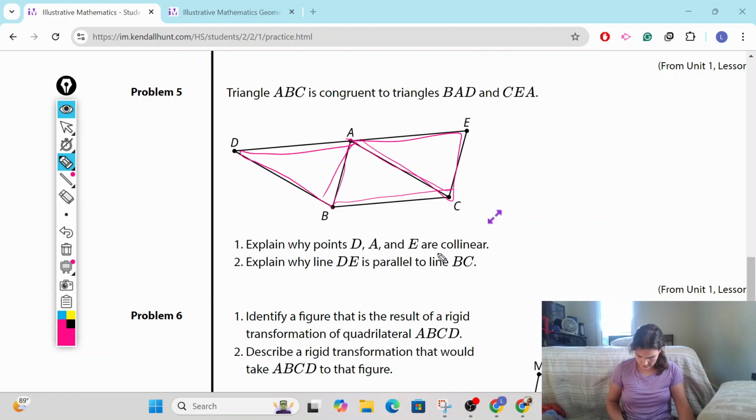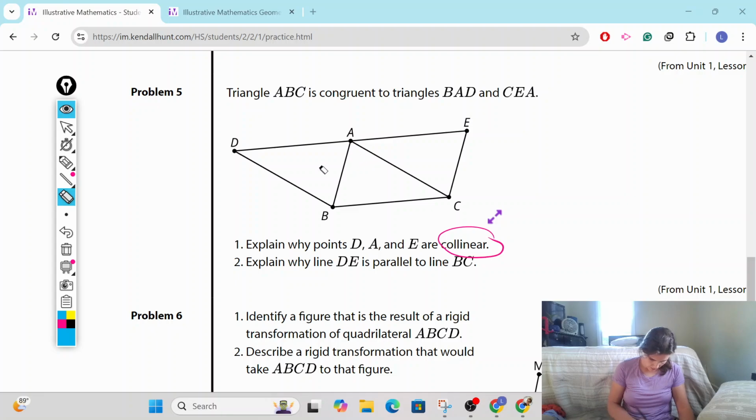Explain why D, A, and E are collinear. Explain why DE is parallel to line BC. So collinear means on the same line, which means DAE, this guy right here, will have to be 180 degrees. And we're going to have to show that. The fancy word in geometry for showing is proving. So let's talk about this angle right here.